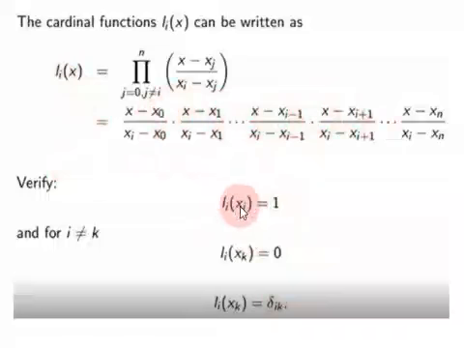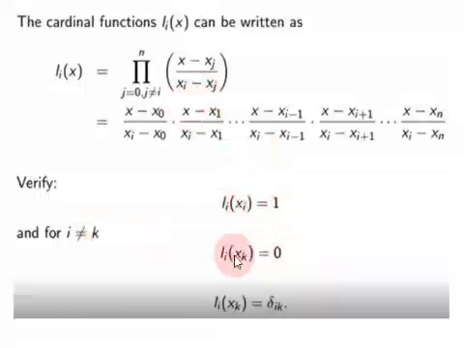When you plug this number into this cardinal function, it returns the value of 1, right? That is pretty clear. So when you plug in any x value other than x sub i, what happens? For instance, if you plug in x sub 2, what happens? When you plug in x sub 1, what happens?